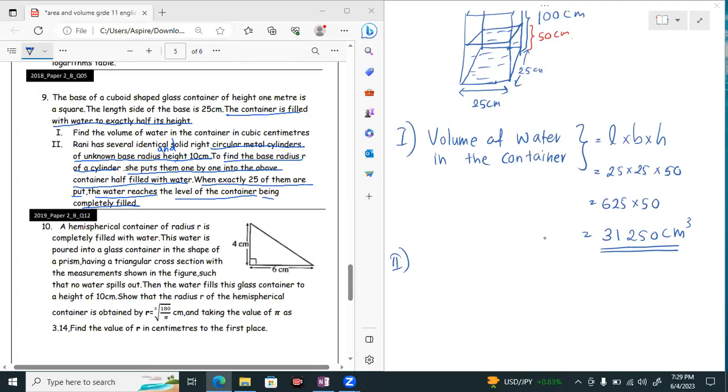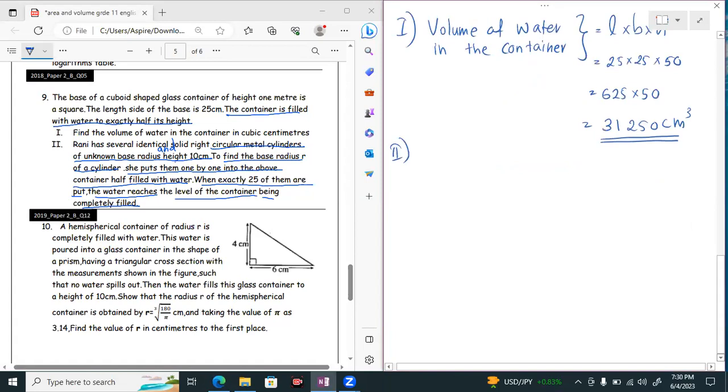Write down the missing part. Missing part, write down. 20 container being filled. Then write, show that R is equals to 5 into 5 upon 5 centimeters. Then it is the second part.